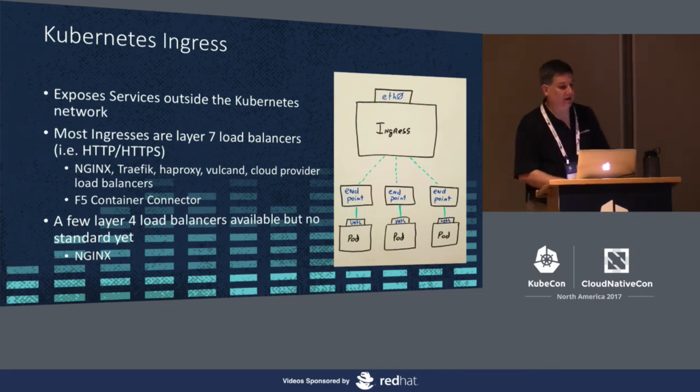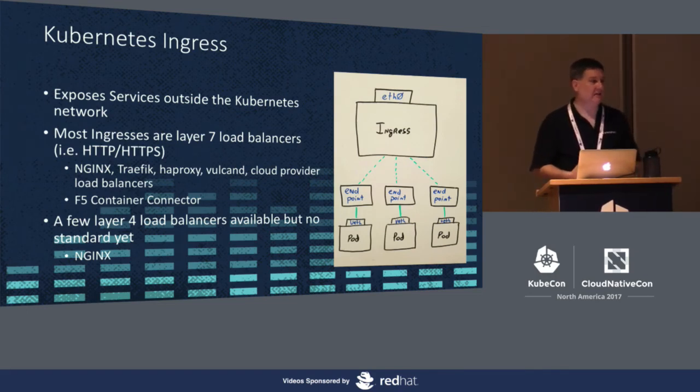The Kubernetes ingress itself, mostly everything out there today is layer 7, so your HTTP, HTTPS. Most ingresses will terminate your SSL. That's about all that really is out there. There's a bit of a hack to do layer 4 with Nginx. There's also, and I didn't put it on here, the F5 container connector, which allows you to do layer 4 through some special magic they do. It's not a standard ingress resource.